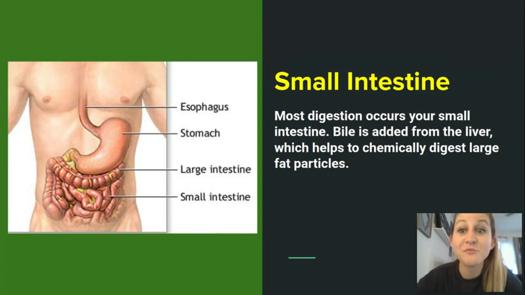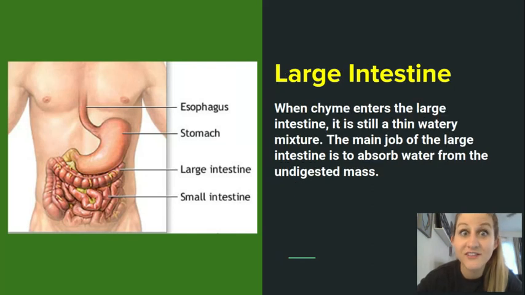So in your small intestine, this is actually where most digestion occurs. This occurs chemically. This is chemical digestion. One way this happens is through bile, which is added from your liver. It helps to chemically digest those large fat particles that were in that chyme so that they're no longer there by the time it enters your large intestine.